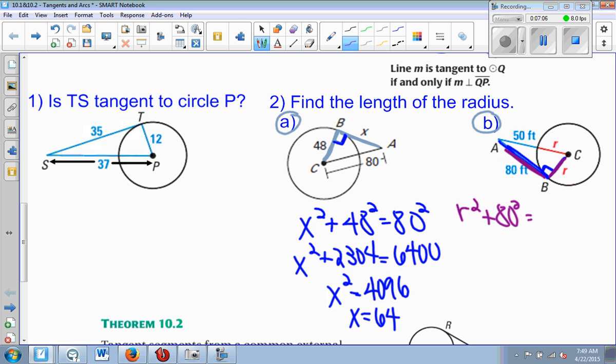My hypotenuse, however, is not just 50, and it's not just r. It's actually r plus 50. So I have to take r and 50 and add them together and square that result. So on the left-hand side, we have r squared plus 6,400. The right-hand side is a little more complicated than that.